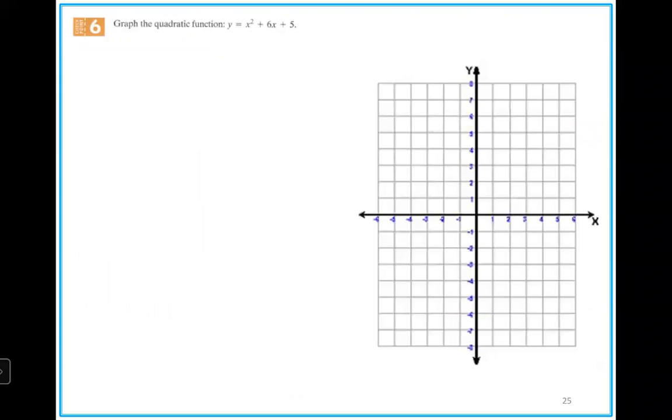So we're gonna look at this one here. I'll give you a couple minutes to look at it and see if you could work out the vertex, the intercepts, the x-intercepts and the y-intercept. And then we'll do a sketch of it. I'll give you a couple minutes to look at that.